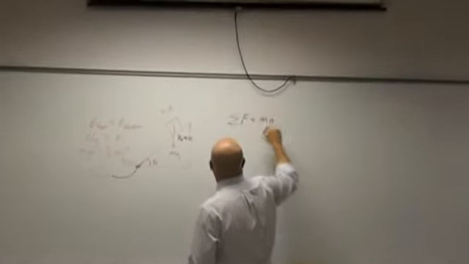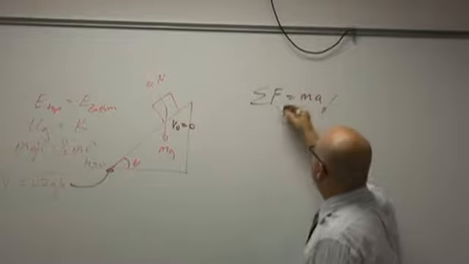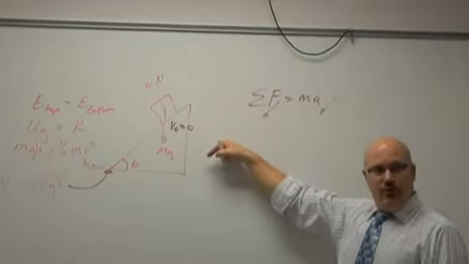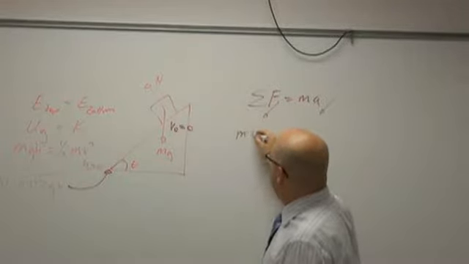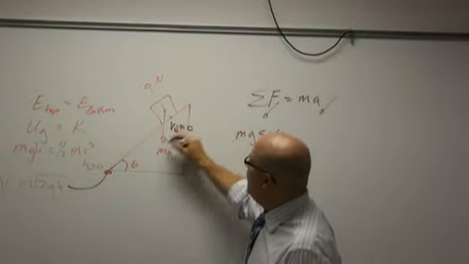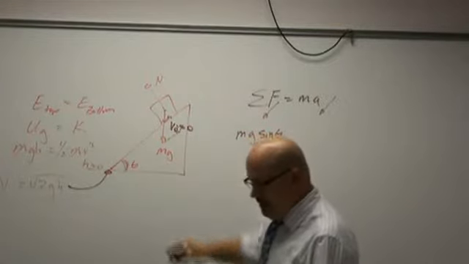F equals ma. Now in that case, it's accelerating this way, right? So we want the forces in that direction. So the forces in that direction would just be mg sine theta, right? Just this portion right here. And there's your theta right here. Theta here, theta here. Okay?